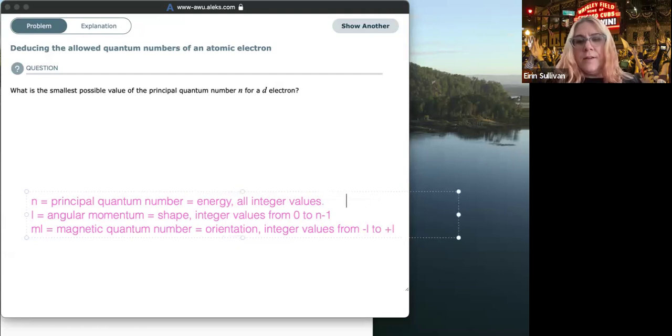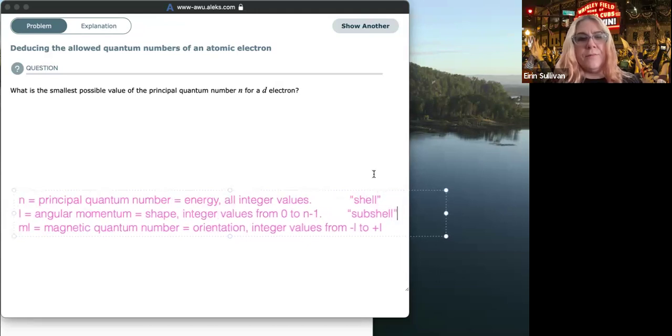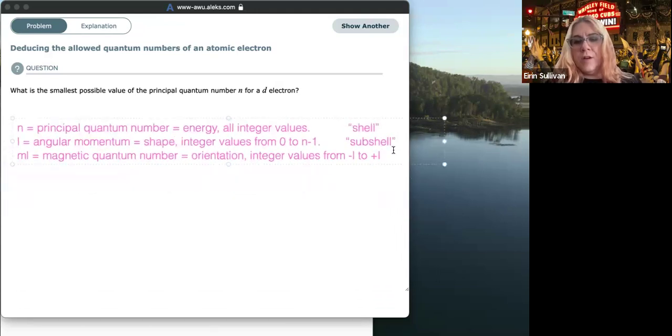Okay, so the principal quantum number is analogous to what you've probably referred to before as a shell, and the angular momentum quantum number is what you've probably called a subshell before. And in fact, the notation nL is what we call subshell notation, okay, which tells you what subshell an electron is in. And then the magnetic quantum number M subscript L is the individual orbital that an electron is in.